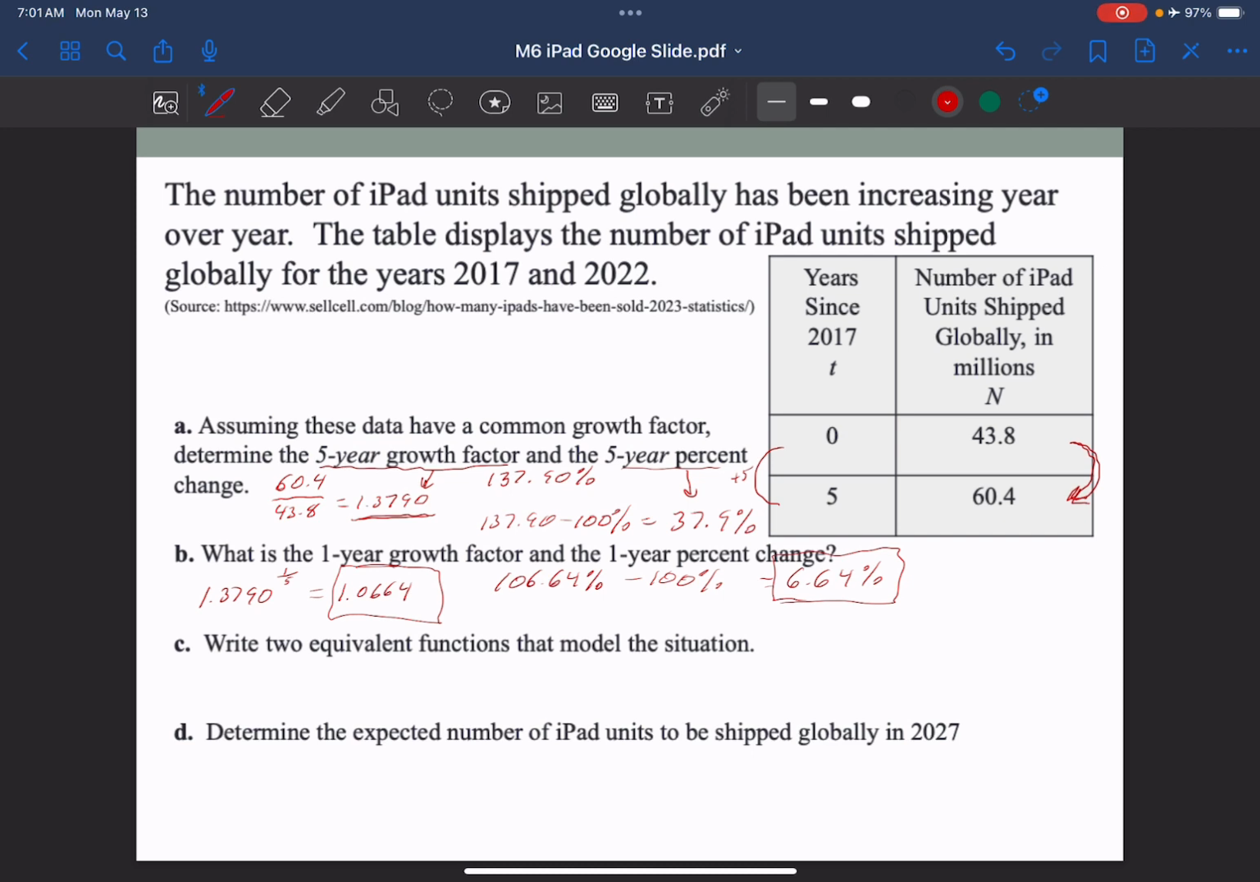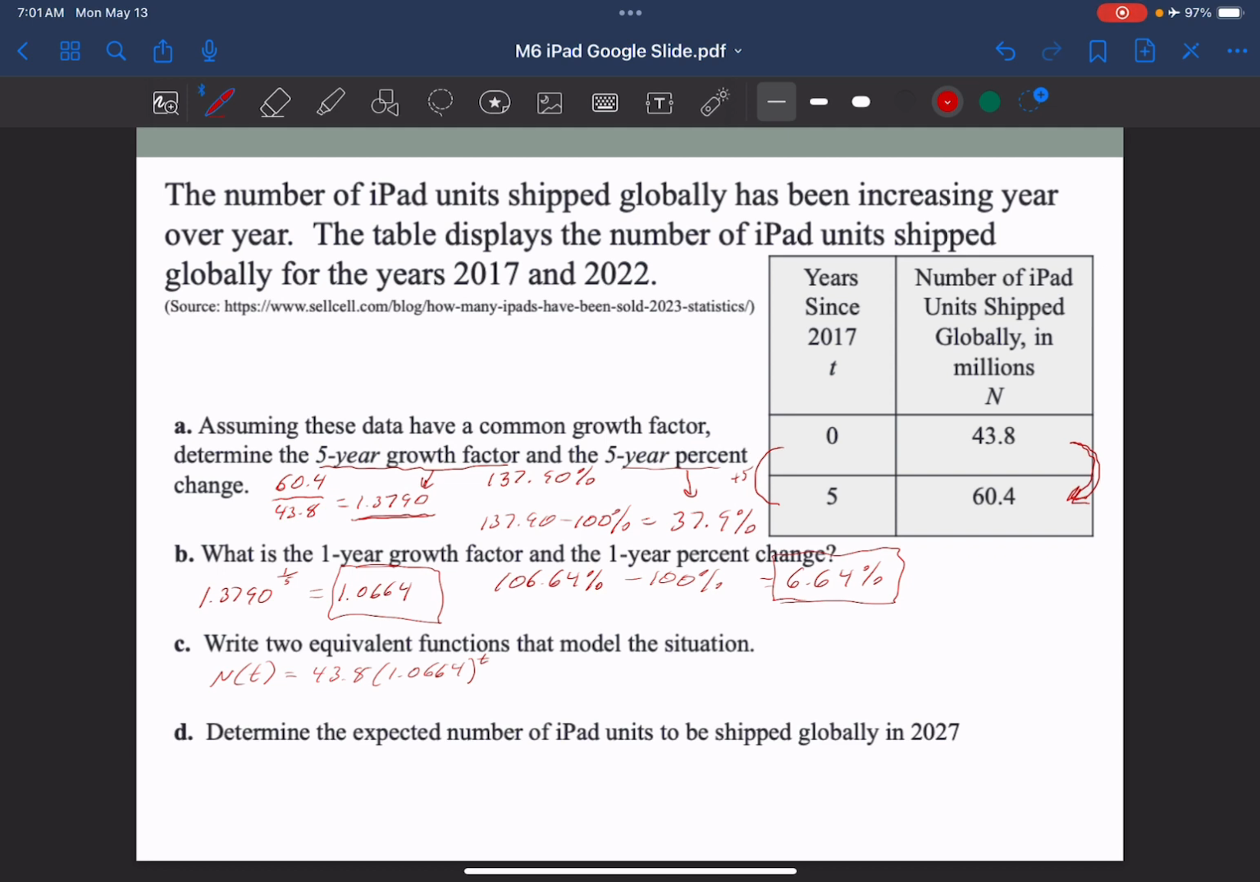Okay, now it says write 2 equivalent functions that model the situation. The easiest function we can write is always when we know that vertical intercept. So we could use this reference point right here, which is the vertical intercept, and we could use this 1-year growth factor that we just created, and we can write the function as n of t equals 43.8 times 1.0664 raised to the t power.